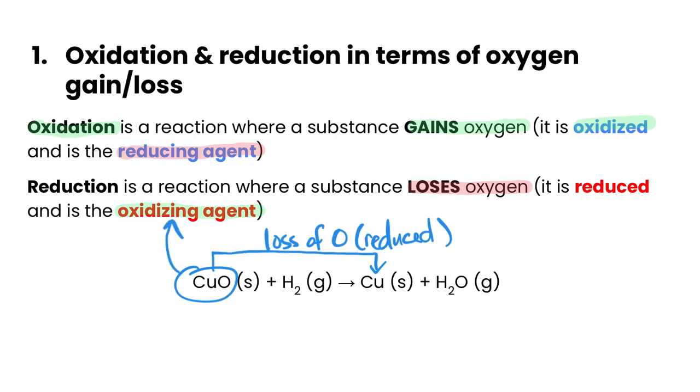If we look at the hydrogen to water, it is gaining oxygen. And so when something gains oxygen, that is oxidation. And we would say then that the hydrogen gas has been oxidized, or we could say the hydrogen gas is the reducing agent. So that's how our definition works in terms of oxygen gain or loss.